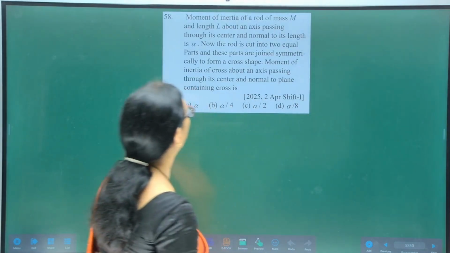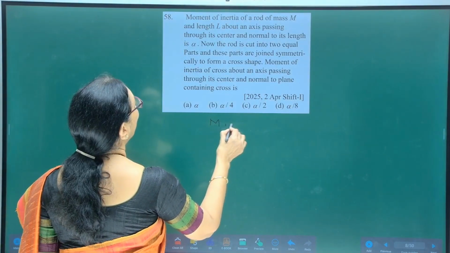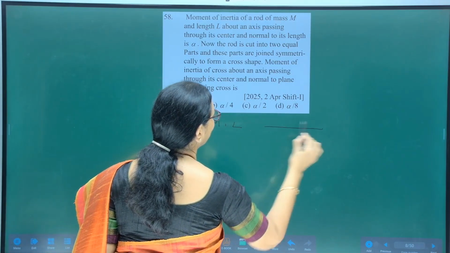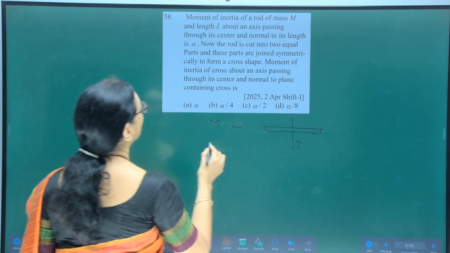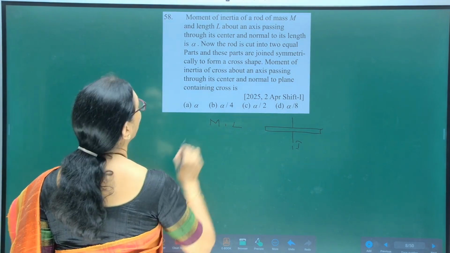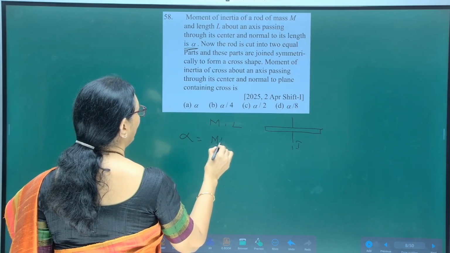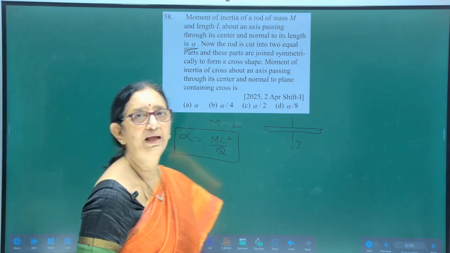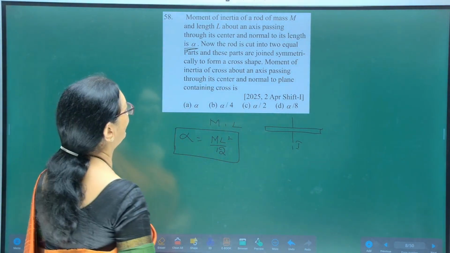Move on to the next problem. Moment of inertia of a rod of mass m, length L, about an axis passing through its center, normal to its length. See, if this is a rod about this axis, moment of inertia is given as alpha in this particular problem. So alpha is equal to ml square by 12. Moment of inertia of a thin rod about an axis passing through the center perpendicular to its length is ml square by 12.